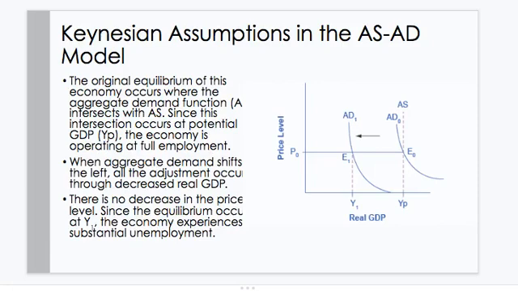Here's a Keynesian assumption using the model. The original equilibrium of this economy occurs where the aggregate demand function AD intersects with AS. This is the intersection point at GDP called YP, potential. The economy is operating at full employment. When aggregate demand shifts to the left, all the adjustments are happening, and we are seeing no change in price level, but all of the change is shown in a decrease in real GDP.